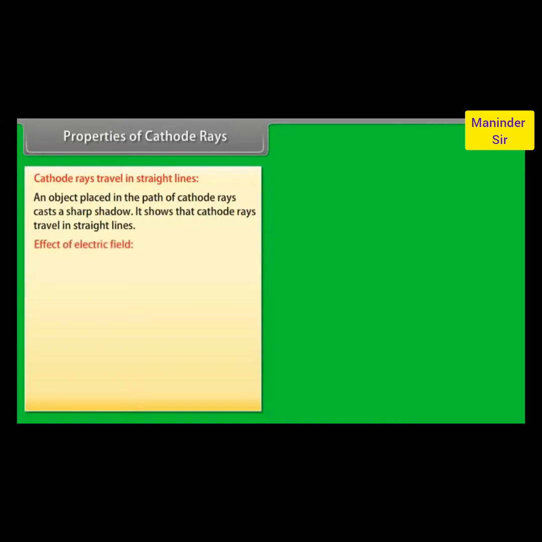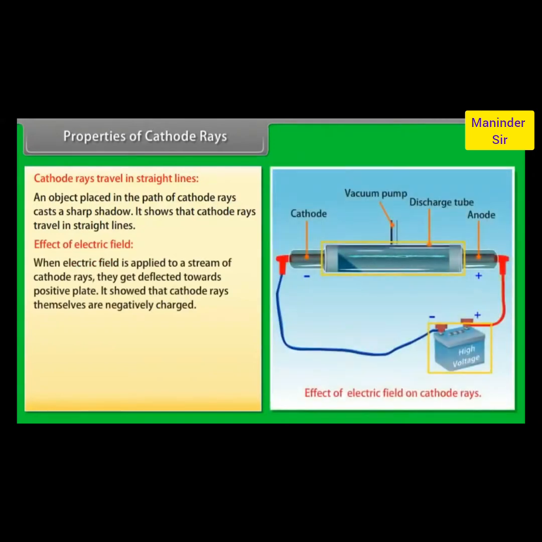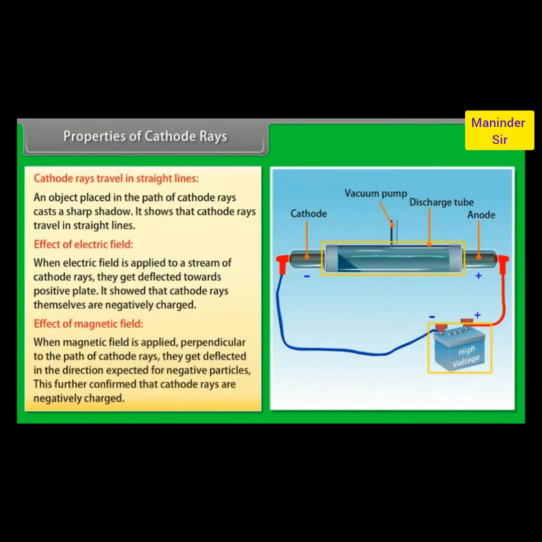Effect of electric field. When electric field is applied to a stream of cathode rays, they are deflected towards positive plate. It showed that cathode rays themselves are negatively charged. Effect of magnetic field. When magnetic field is applied perpendicular to the path of the cathode rays, they get deflected in the direction expected for negative particles. This further confirmed that cathode rays are negatively charged.